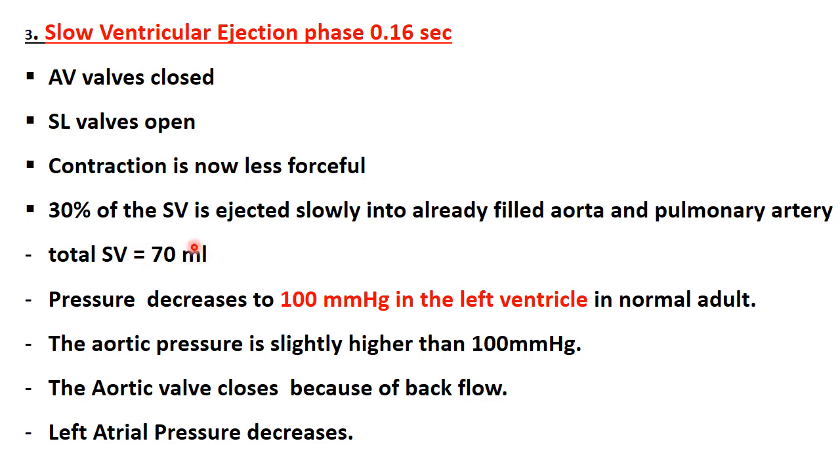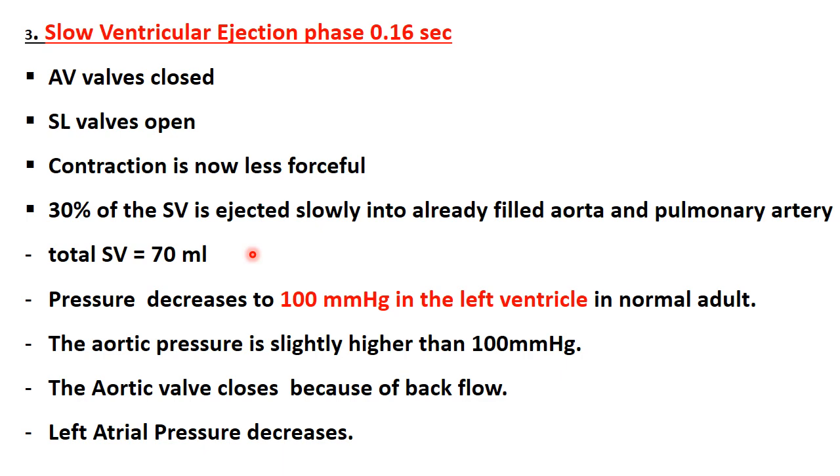Total stroke volume, that is the volume of blood ejected out in one beat, in one stroke of the heart, is called stroke volume. In total, 70 milliliters of blood is ejected in one beat of the heart in a normal adult, and 70% of this 70 milliliters, how much does it make? 49 milliliters, right? 7 7s are 49. So 49 milliliters is being ejected in the rapid ejection phase and the rest of it, how much is it? 30%, so 21 milliliters of blood will be ejected in the slow ejection phase.